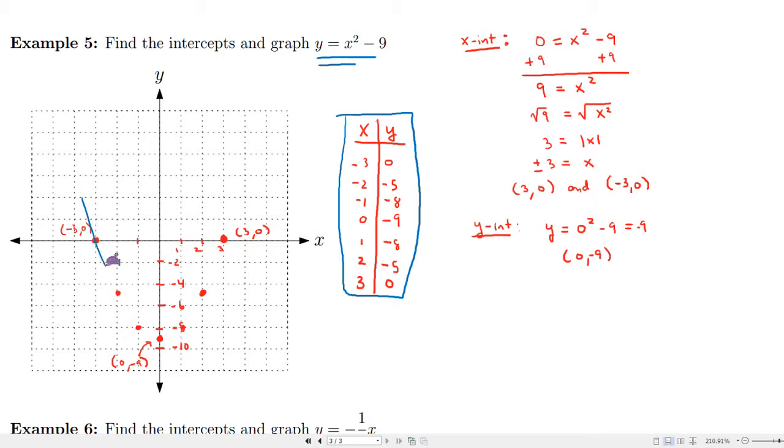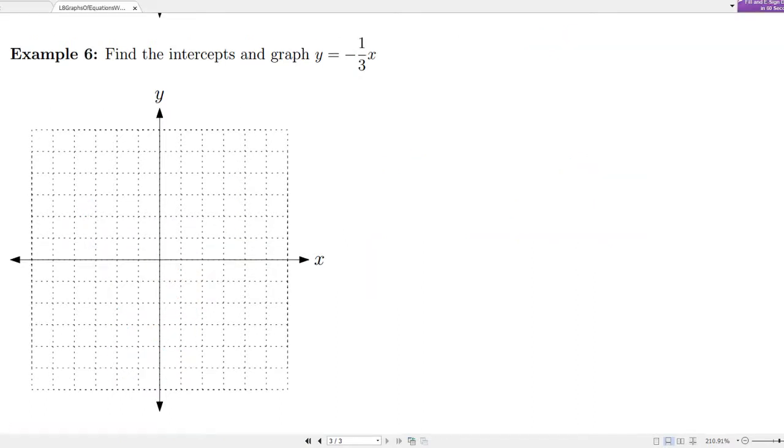All right, so I'm going to do my best, but bear with me. Okay, so it'll look like this. Later on, we'll work with these things a little bit more. This is an example of a parabola. Okay, so continuing to the last example here. Let's find the intercepts and then graph this real quick.